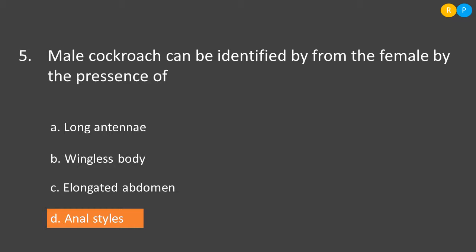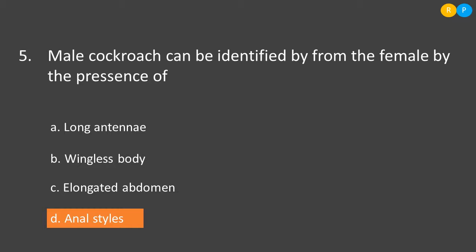Option A, long antennae. Antennae are present in both individuals. It is not restricted to only the male. Then option B, wingless body. A wingless body is there in both the male and the female cockroach. Then option C, elongated abdomen. An elongated abdomen is a characteristic feature of the female.